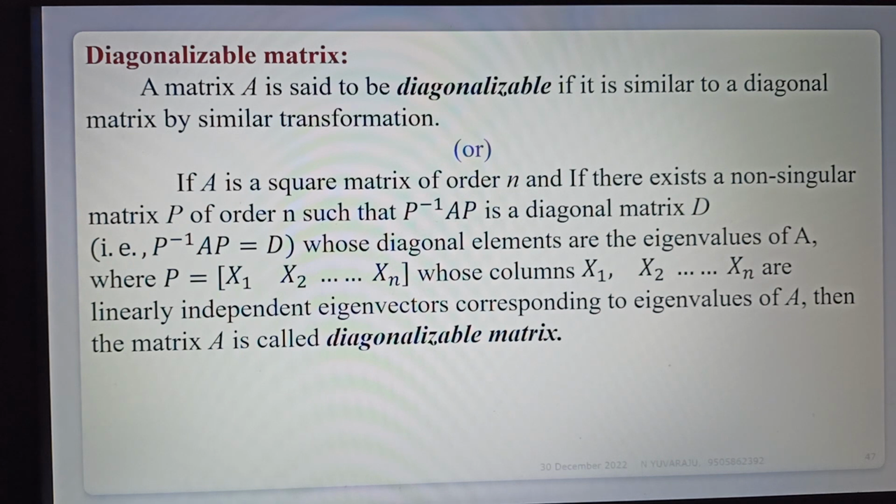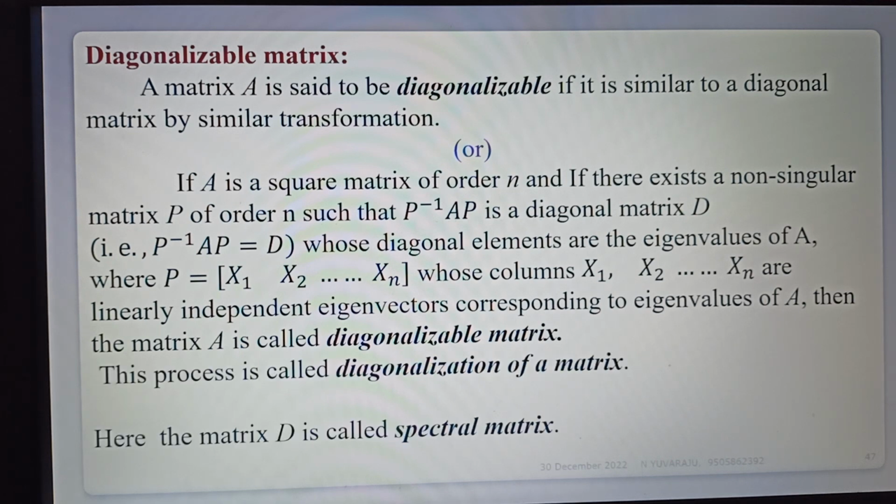Here the matrix D is the diagonal matrix. That matrix is called a spectral matrix. And here the matrix P is called a modal matrix. The diagonal elements of the diagonal matrix must be equal to the eigenvalues of A. So then A is called diagonalizable.